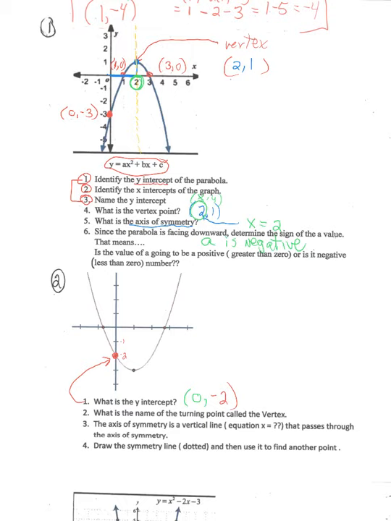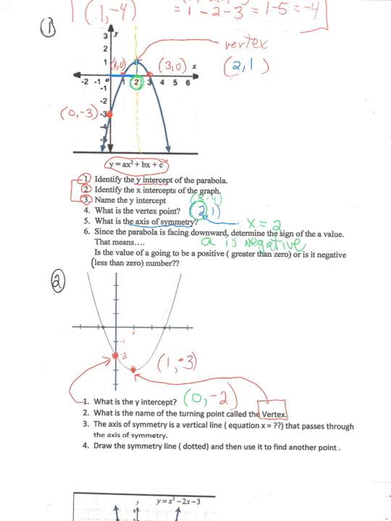It says, what's the name of the vertex or the turning point? Okay, well that vertex is right over here. Let's put that one in red and look at the coordinates. What's the x and what's the y to get there? It looks like we have to go 1 to the right and down 3.